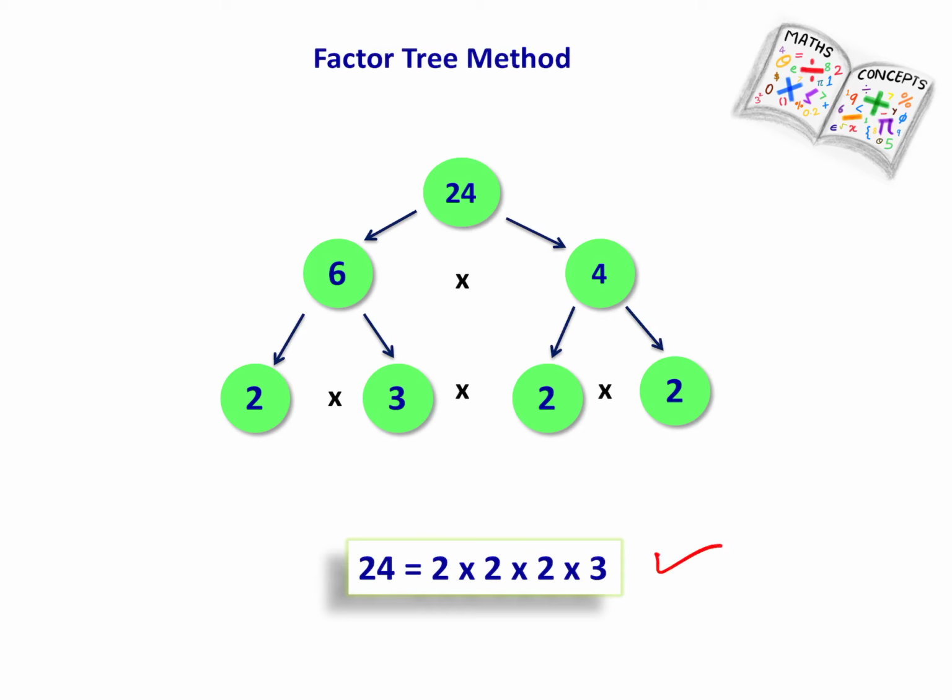Okay, the order of these numbers does not matter, as we know there is commutative law of multiplication. So A into B is same as B into A. Okay, so this is about factor tree method of prime factorization. The second method we are going to learn is division method. The concept is similar, it's just the representation is different.